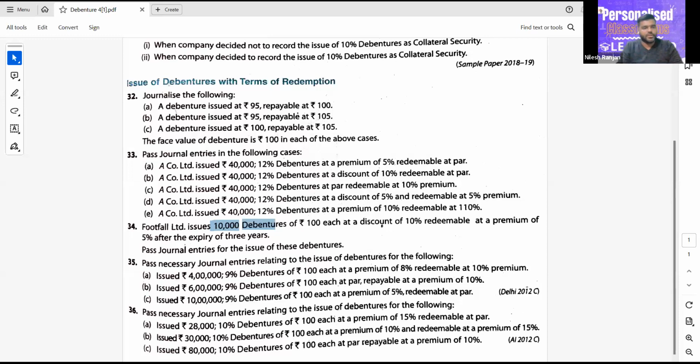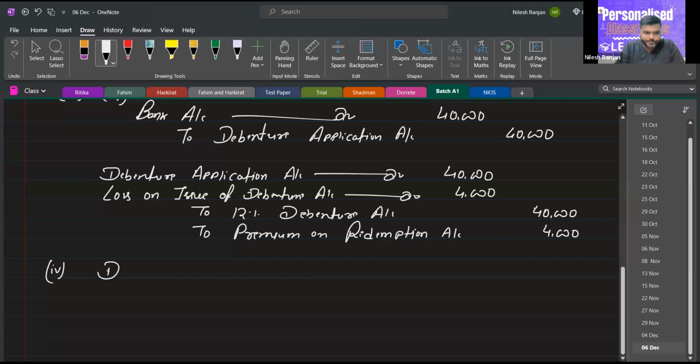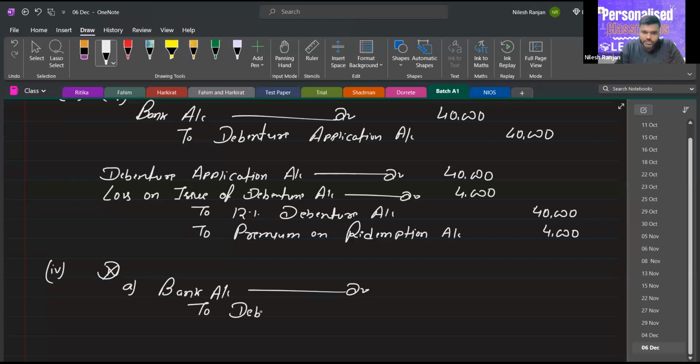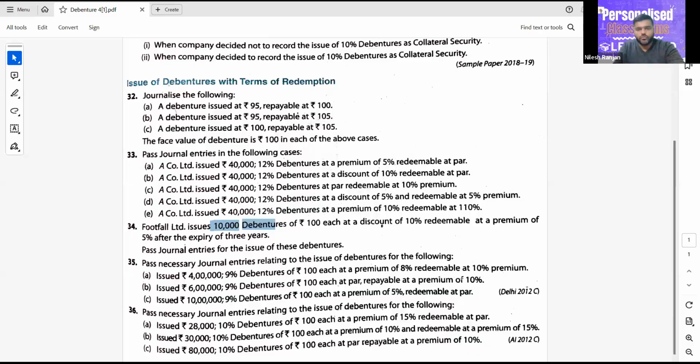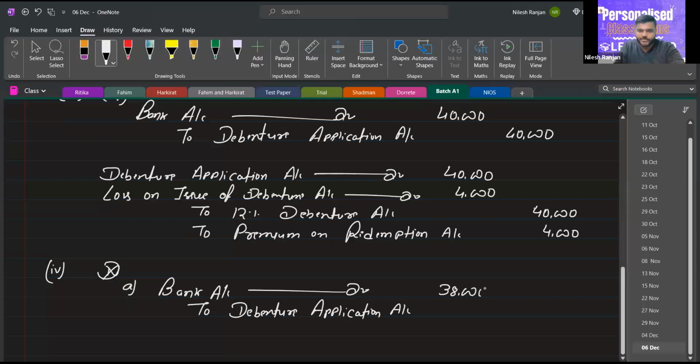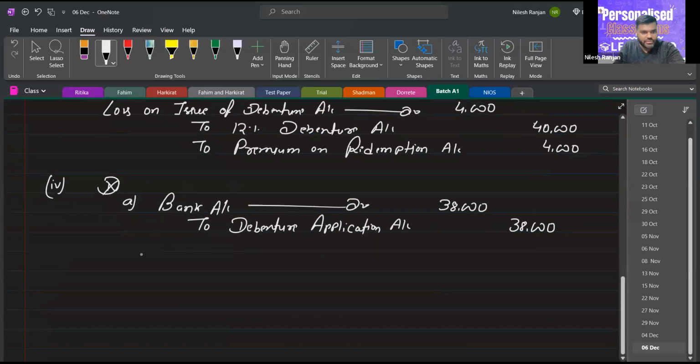So again, it will be bank account debit to debenture application account. We have issued at 5% discount, so we will receive 38,000, and 2,000 is discount. And the second entry, can anyone tell me what the second entry will be?